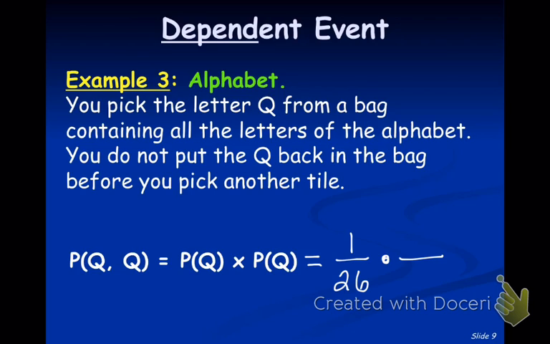So after you've taken out 1 letter from the bag, assuming it's a Q, there are now 25 letters in the bag. And how many Qs are left in the bag? If you took out the Q on the first trial, that means there are no more Qs in the bag. So the probability is 0. You cannot grab 2 Qs from the letters A through Z because there is only 1 Q in the alphabet. So the probability for this one would be 0. Let's move on to our next example.